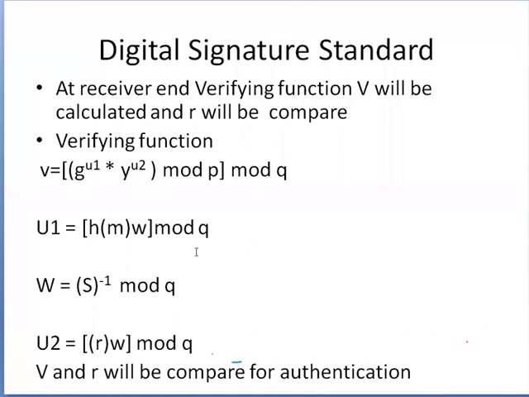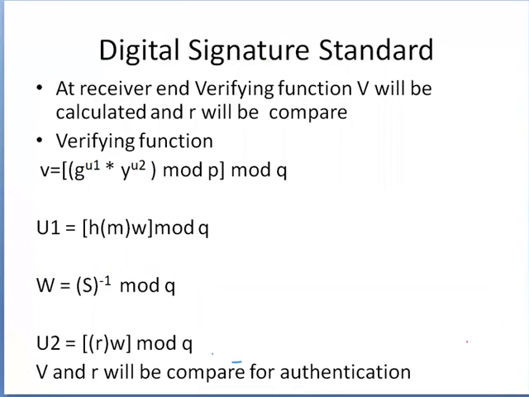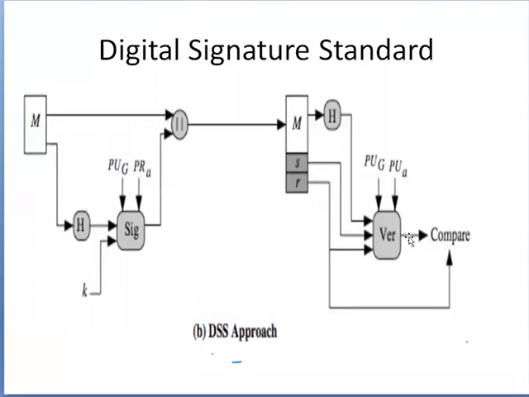So this is G, the global public key component raised to U1, into the public key Y raised to U2, mod P mod Q. This is what we get as V. So from the verification function we get the output V, and then there is R which we calculated. R and V should be equal. If they are equal, we can say the message is authenticated. This is how the digital signature standard algorithm works.